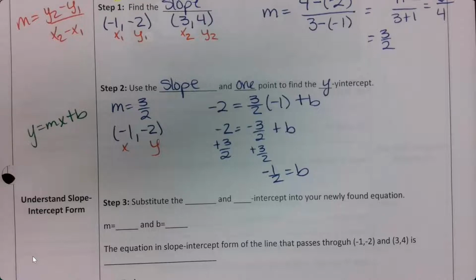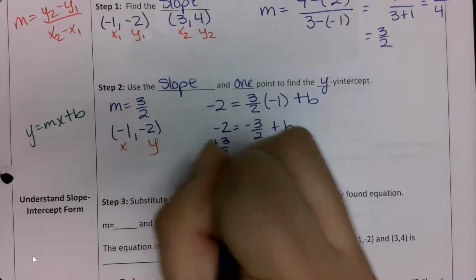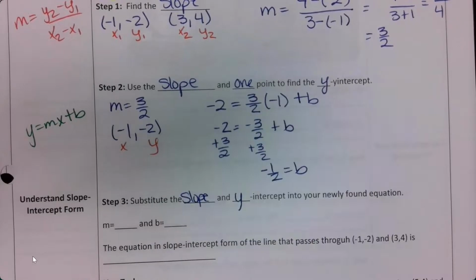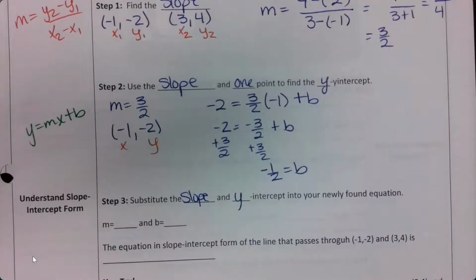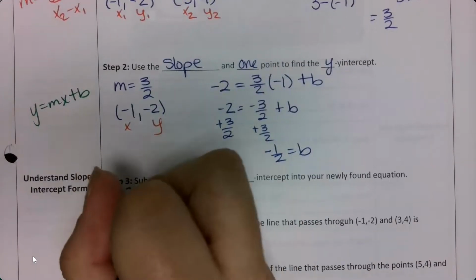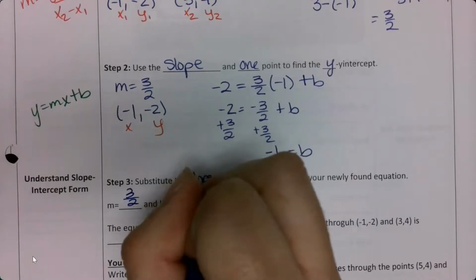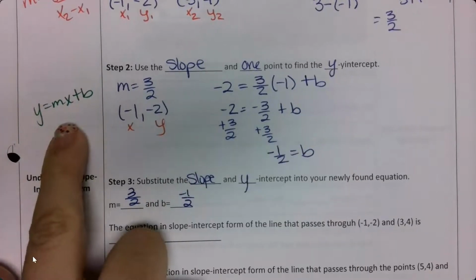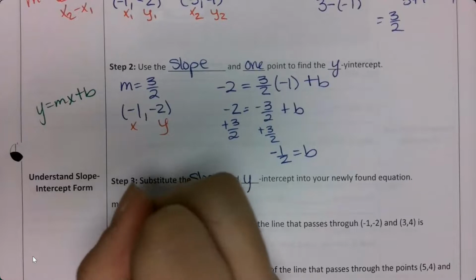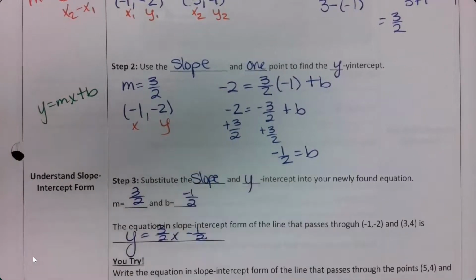Okay, so have I written my new equation yet? No, so I want to substitute my slope and y-intercept into the equation. What was my slope again? And my y-intercept? Okay, so then I'm going to plug it into this green equation I have right here. So that's going to be y equals 3 halves x minus 1/2.